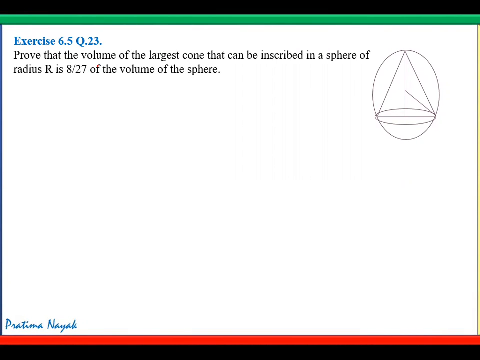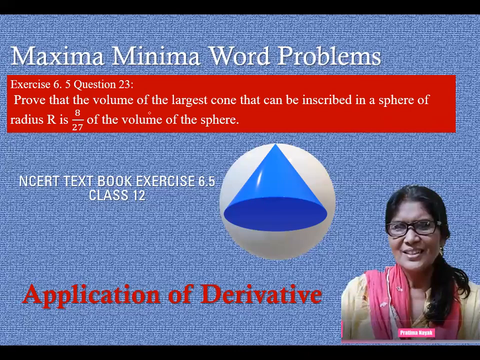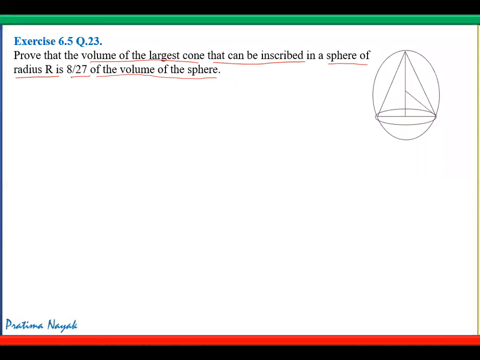Question is, prove that the volume of the largest cone that can be inscribed in a sphere of radius r is 8 by 27 times the volume of the sphere. That means you can see the figure. This is a sphere. Inside it we are putting a cone. Now when the cone has the maximum volume, that means the volume of the largest cone, that means the cone has maximum volume. This is the meaning. First you should understand the meaning.